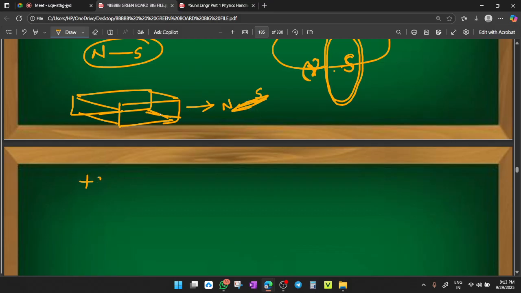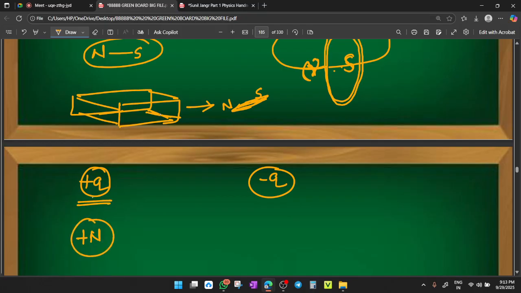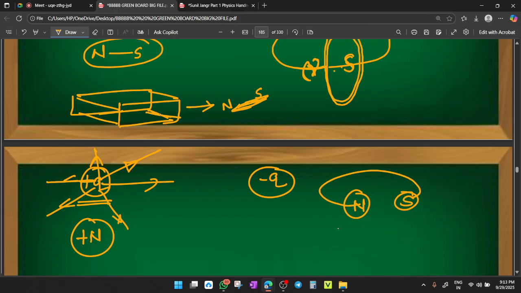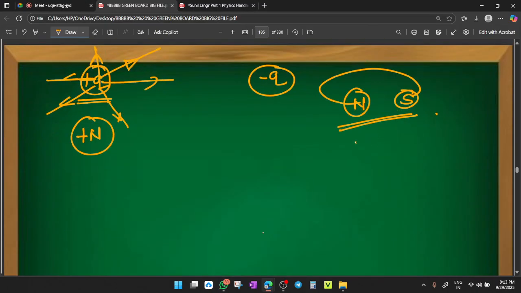In the case of electricity, you can realize plus Q, you can realize minus Q. But in magnetostatics, you cannot realize a north pole alone. In electricity, you can realize plus Q alone because an isolated positive charge is possible, but an isolated magnetic pole is not possible. When there is a north pole, it should have its south pole. So a magnet always exists in the form of a dipole. Two poles are there, so such an arrangement is called a dipole.